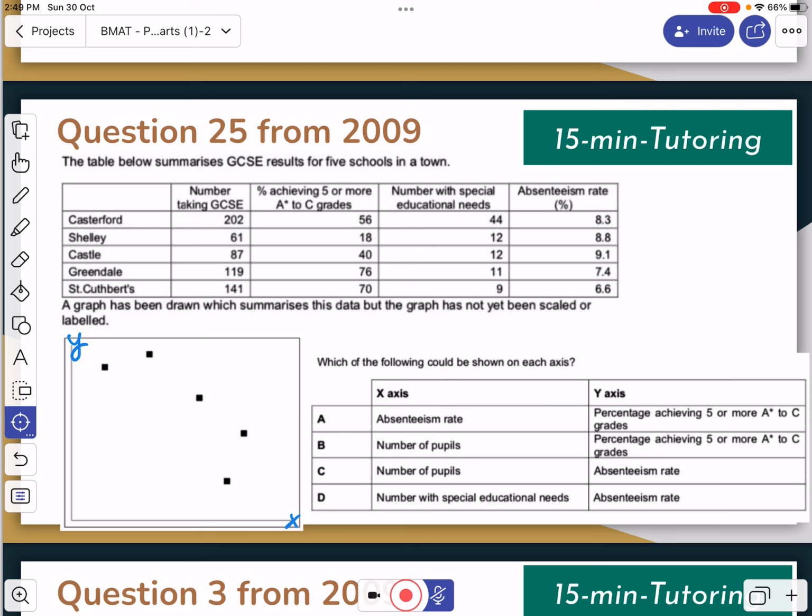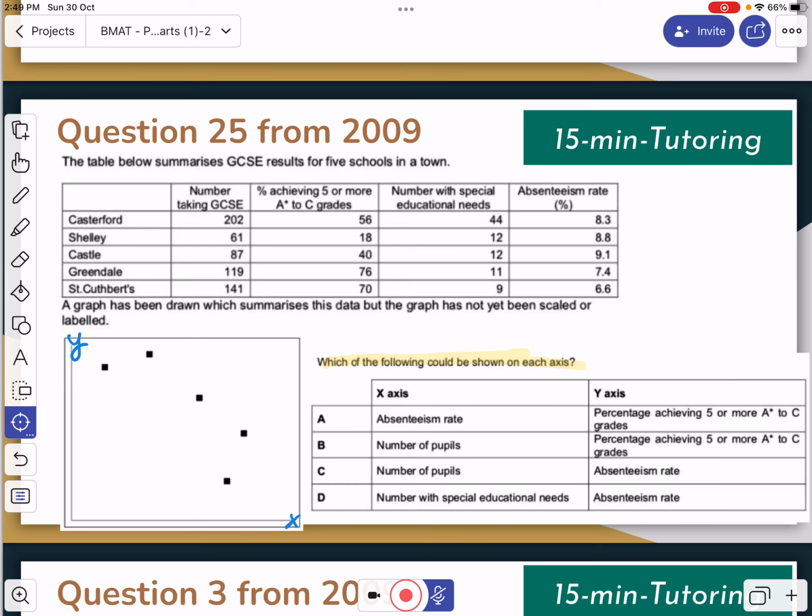And also, the graph has not yet been scaled. So we have the dots, but we do not know the amount. And the question asks, which of the following could be shown on each axis? Okay, and they give us choices. For example, choice A proposes that the x-axis represents absenteeism rate, and the y-axis represents percentage achieving 5 or more.